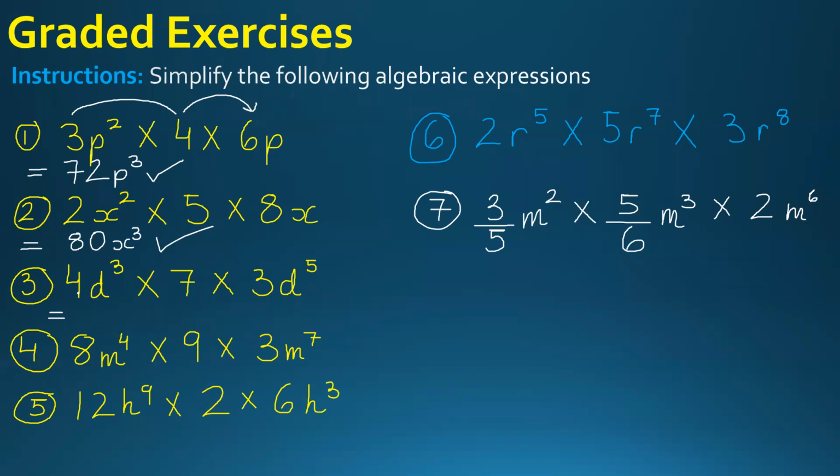Number 3, open parentheses 4 times 7 times 3 times open brackets d to the power of 3 times d to the power of 5 equals 84d. Apply the exponent rule. 3 plus 5 equals 84d to the 8th power. Very good. 84d to the 8th power, because 4 times 7 is 28, 28 times 3 is 84. And then you add the 3 and the 5. So d to the power of 5 plus 3 is going to be d to the power of 8. Awesome.